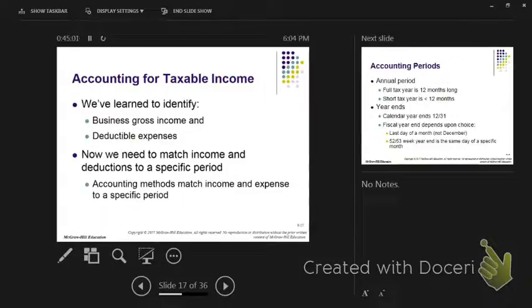So what we have to figure out, what we learned to identify, is what's considered gross income and what's considered deductible expenses and what's not. And then we need to match those deductions to specific periods. When do we have that? So let's take a look at a problem.